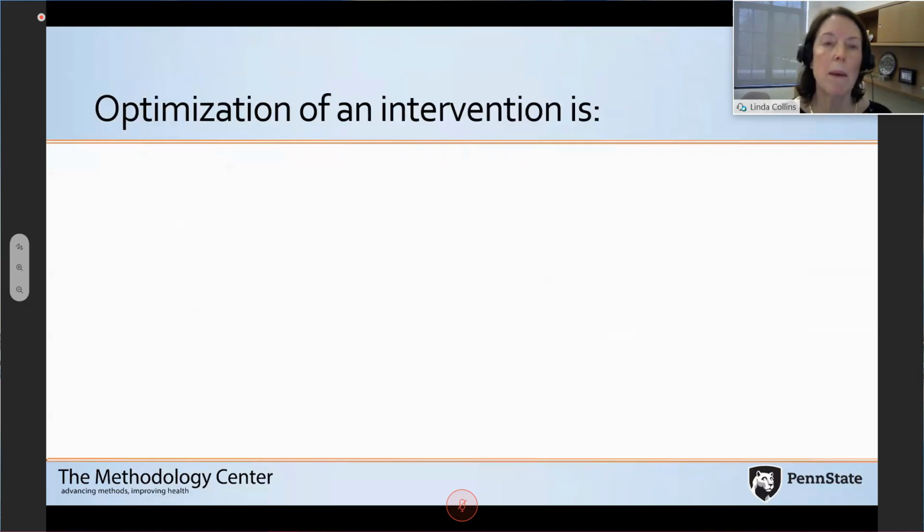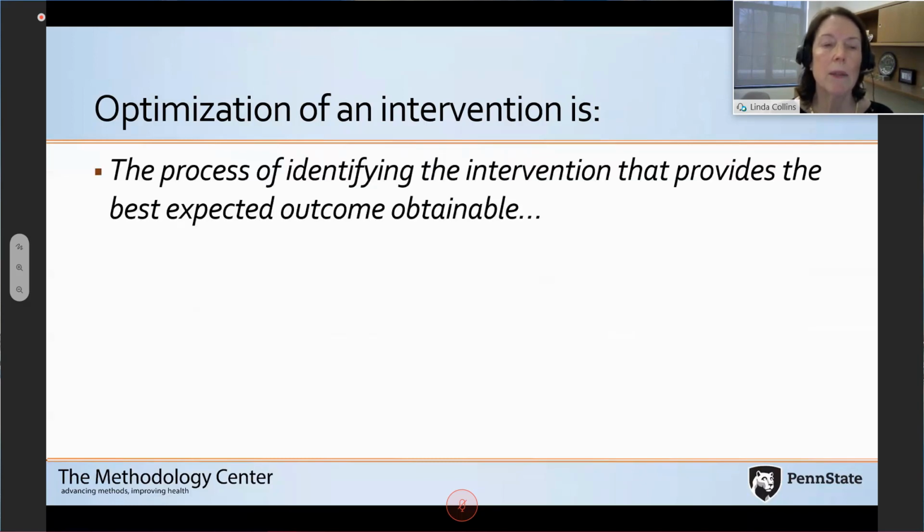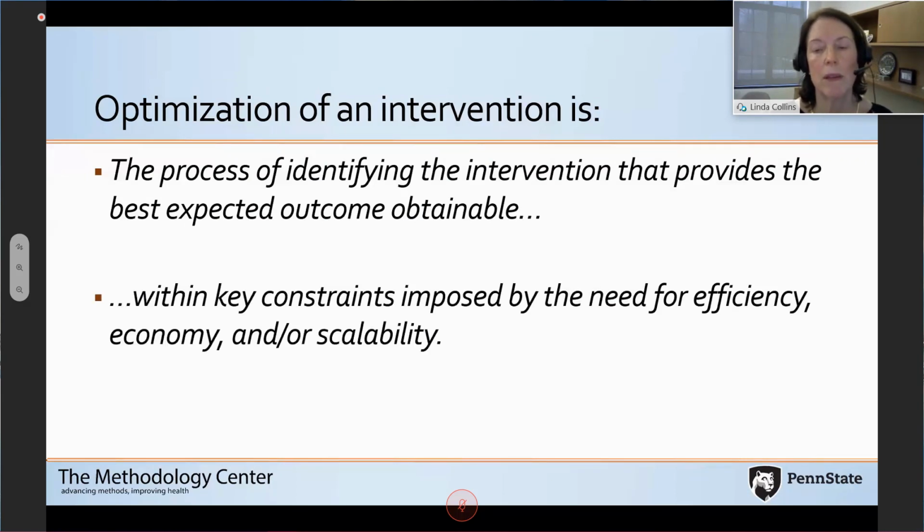So let's talk about what I mean by optimization of an intervention. It's the process of identifying the intervention that provides the best expected outcome obtainable, but within key constraints imposed by the need for efficiency, economy, and/or scalability. So there's a little bit of a tug of war here between effectiveness on the one hand and efficiency, economy, and scalability on the other hand. If you don't worry at all about efficiency or economy, for example, you probably will be able to come up with a more effective intervention, but it might never see the light of day. It might never actually be able to be implemented.